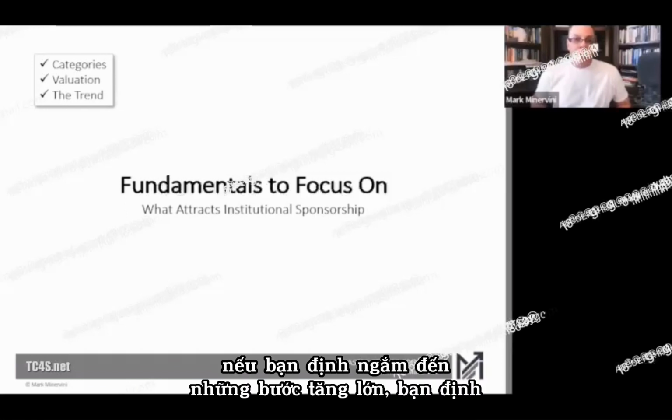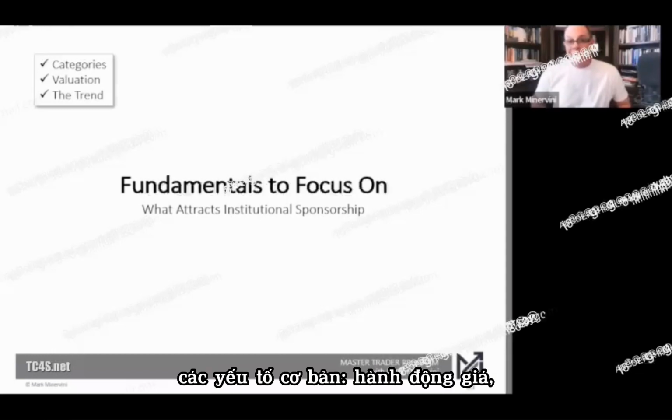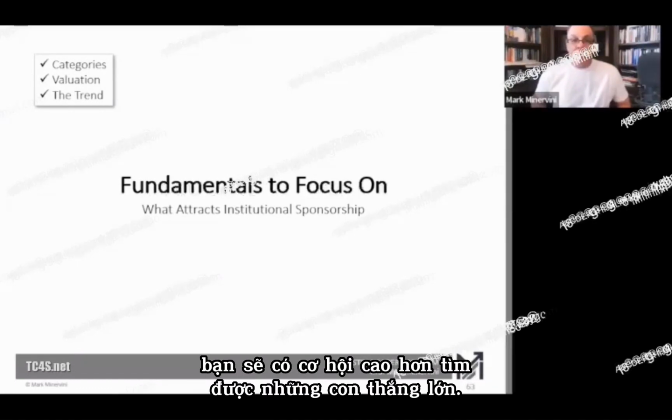But again, if you're going for the bigger moves, you want to be in the best names, you want to have it all. You want to have the fundamentals, you want to have the price action, the trend. And when you put all these things together, you have a much higher probability of spotting a big winner.